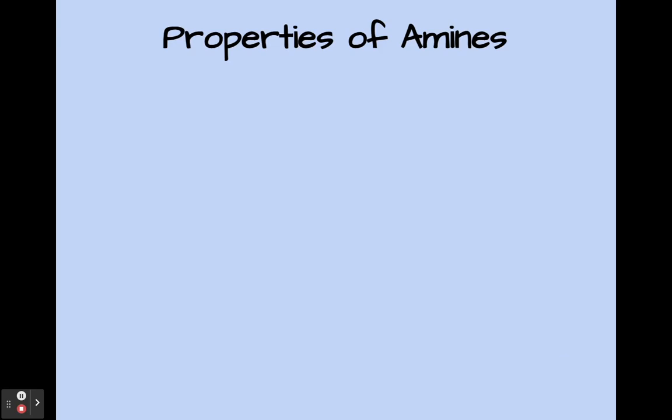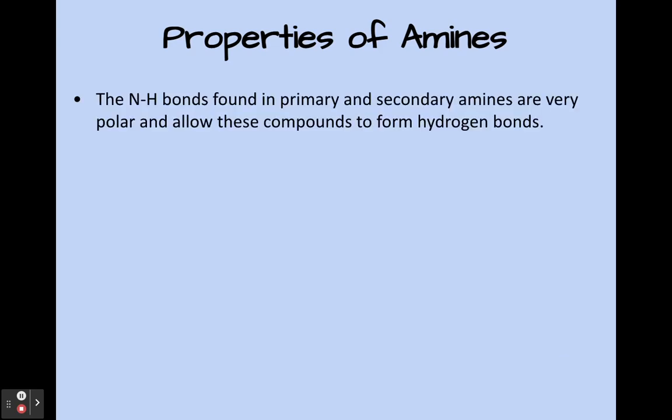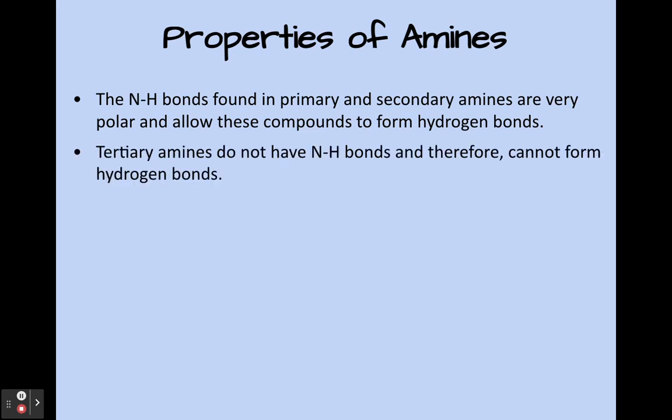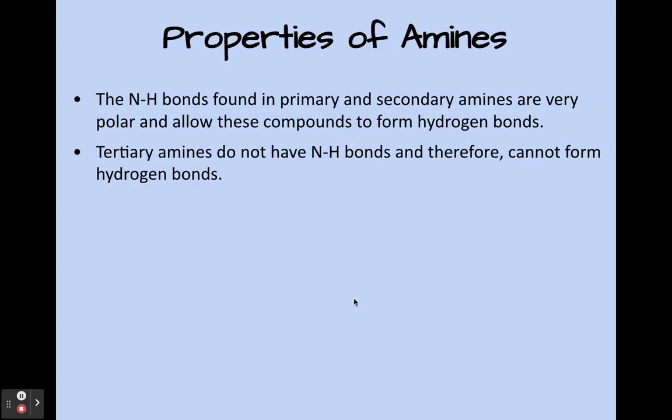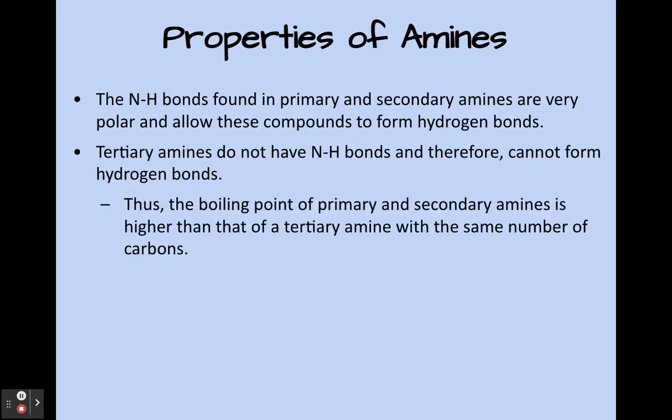So what does the presence of an amino group do to the molecule? So those NH bonds are very polar, just like OH bonds. So these molecules as well can form hydrogen bonds. However, the NH bonds are only in primary and secondary amines. So if we just go back here for a second, right? If we have a tertiary amine where the nitrogen is bonded to all carbons, there is no longer this polar NH bond. So the tertiary amines can't form hydrogen bonds.